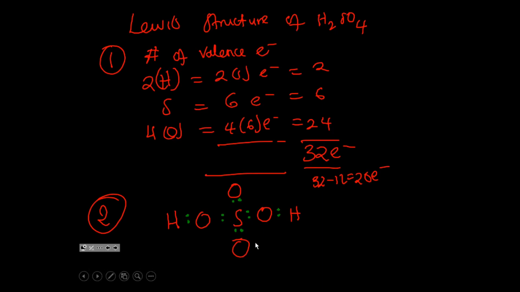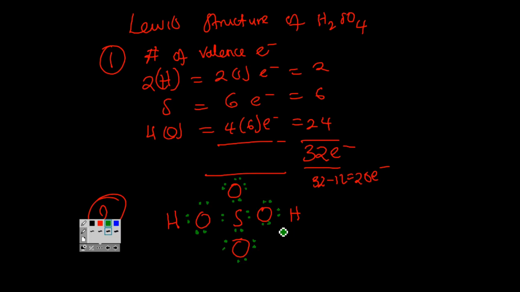Only the oxygens are not happy. This oxygen has 2, it's lacking 6, and this oxygen has 4, it's lacking 4. So out of these 20 electrons, we're going to spread them to make octets on the oxygens. We make the oxygen octet here by adding 4 electrons, here by adding 6, here by adding 4, and here by adding 6. Counting all those electrons now, it should be 32 electrons.